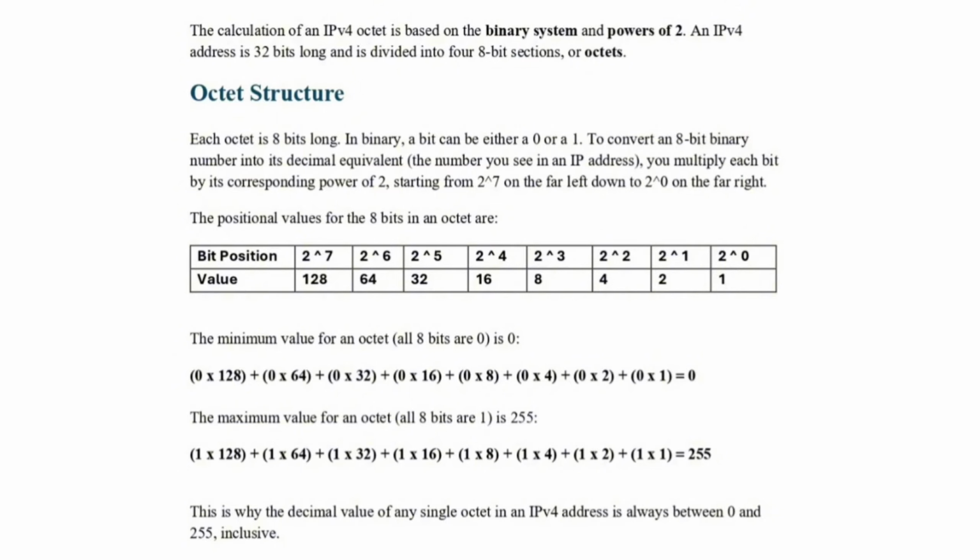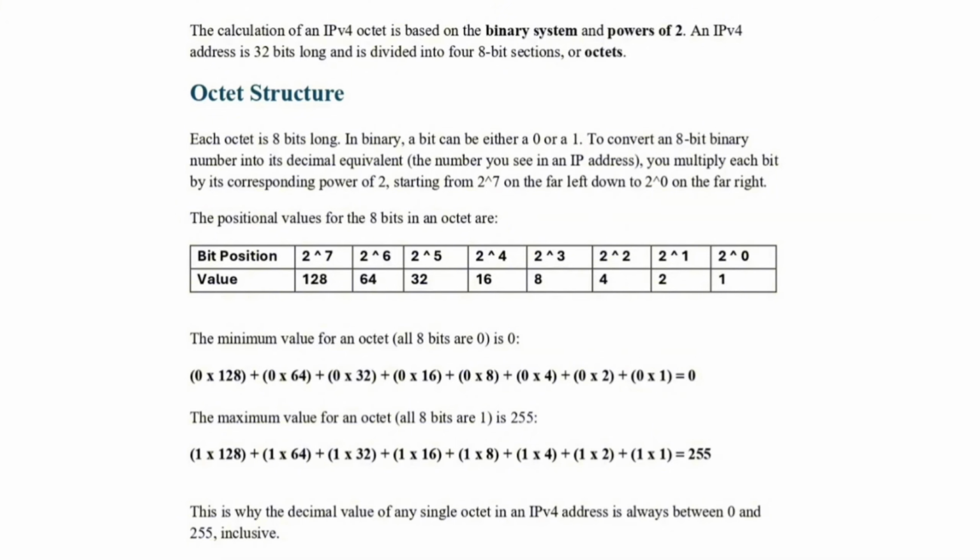Also, the prerequisite is knowing that the computer, device or system level language is binary language, and devices and computers only understand binary language, that is zeros and ones. To convert an 8-bit binary number into a decimal, the number you see in an IP address, you multiply each bit by its corresponding power of 2, starting from 2 power 7 on the far left down to 2 power 0 on the far right.